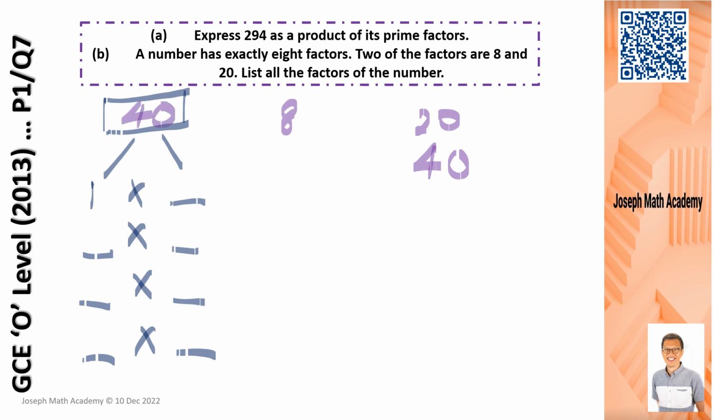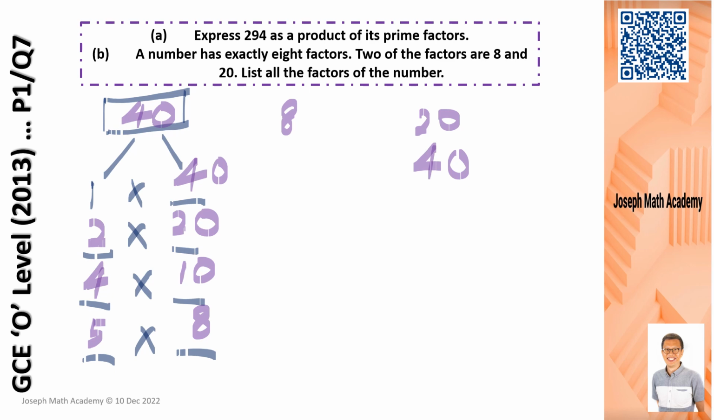So if this is 40, okay, alright, so 1 times 40 is the first pair, 2 times 20 is the second pair, 3 cannot be done, 3 is not a divisor of 40, 4 and 10, okay, then we have 5 and 8, right, and then that's about all.